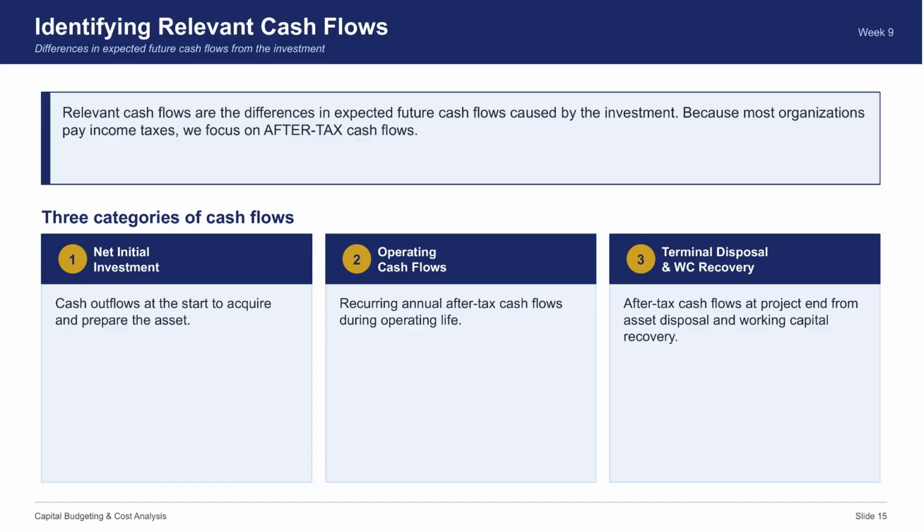First, the net initial investment. All upfront acquisition and preparation costs. Second, operating cash flows. Annual after-tax inflows during the project life. Third, terminal disposal and working capital recovery. Proceeds from selling the asset plus release of working capital at project end.